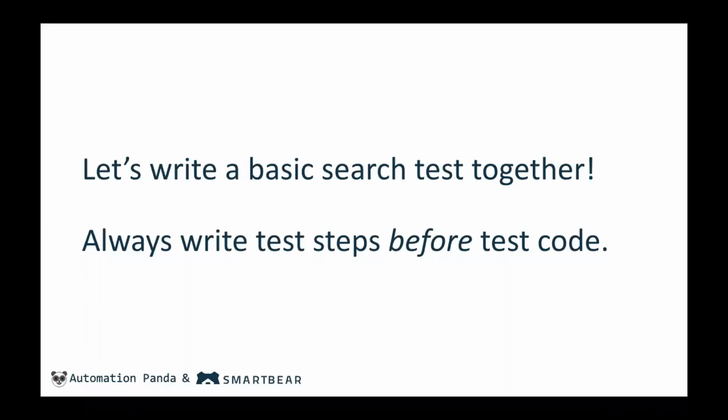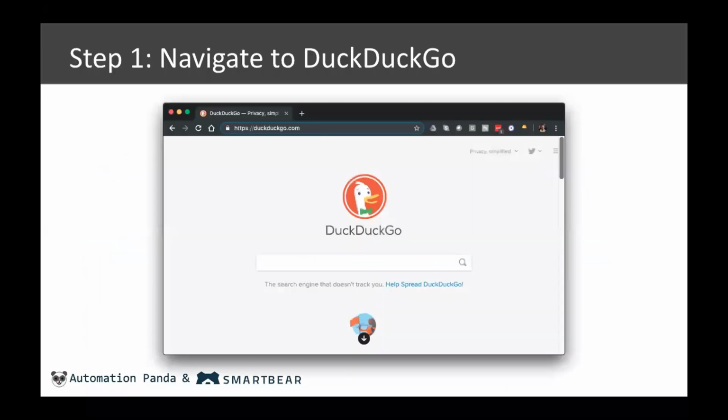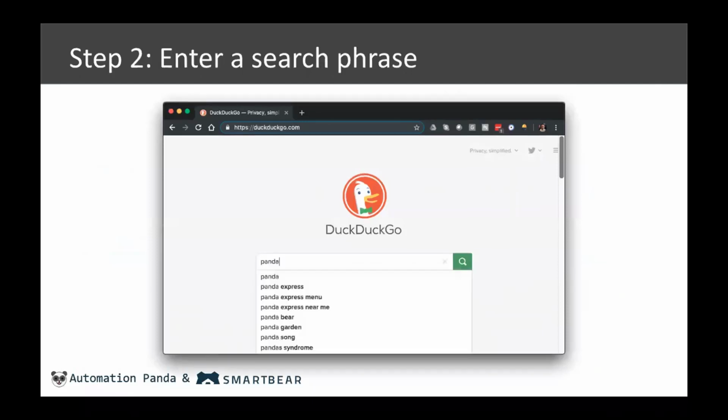So let's build this test case together. If we're going to do a basic search test, the very first step is we need to load the DuckDuckGo homepage. From there, we can do a search. For our test case, we'll search for a basic phrase like panda, because I love pandas. We'll type it in, and we'll hit the return key to submit the search.